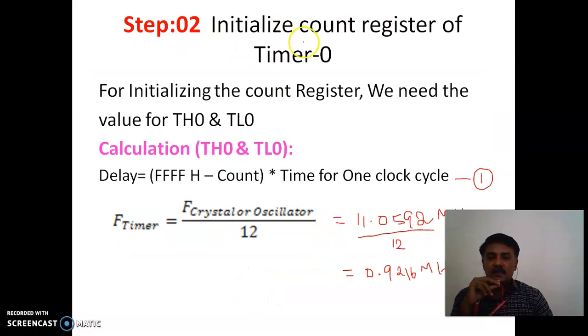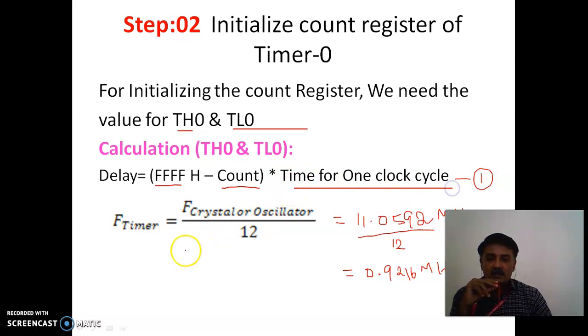Step 2. Initialize the count register of timer 0. As we have seen in the previous slides, TH0 and TL0 should be filled. For calculating TH0 and TL0, we have a formula, equation number 1: delay is equivalent to (FFFFH minus count) times the time for 1 clock cycle. This is the maximum value available for timer 0, and the count is what we are going to calculate. We also need to calculate the time of 1 clock cycle. For that we use the frequency formula. You know that F is equivalent to 1 by T.